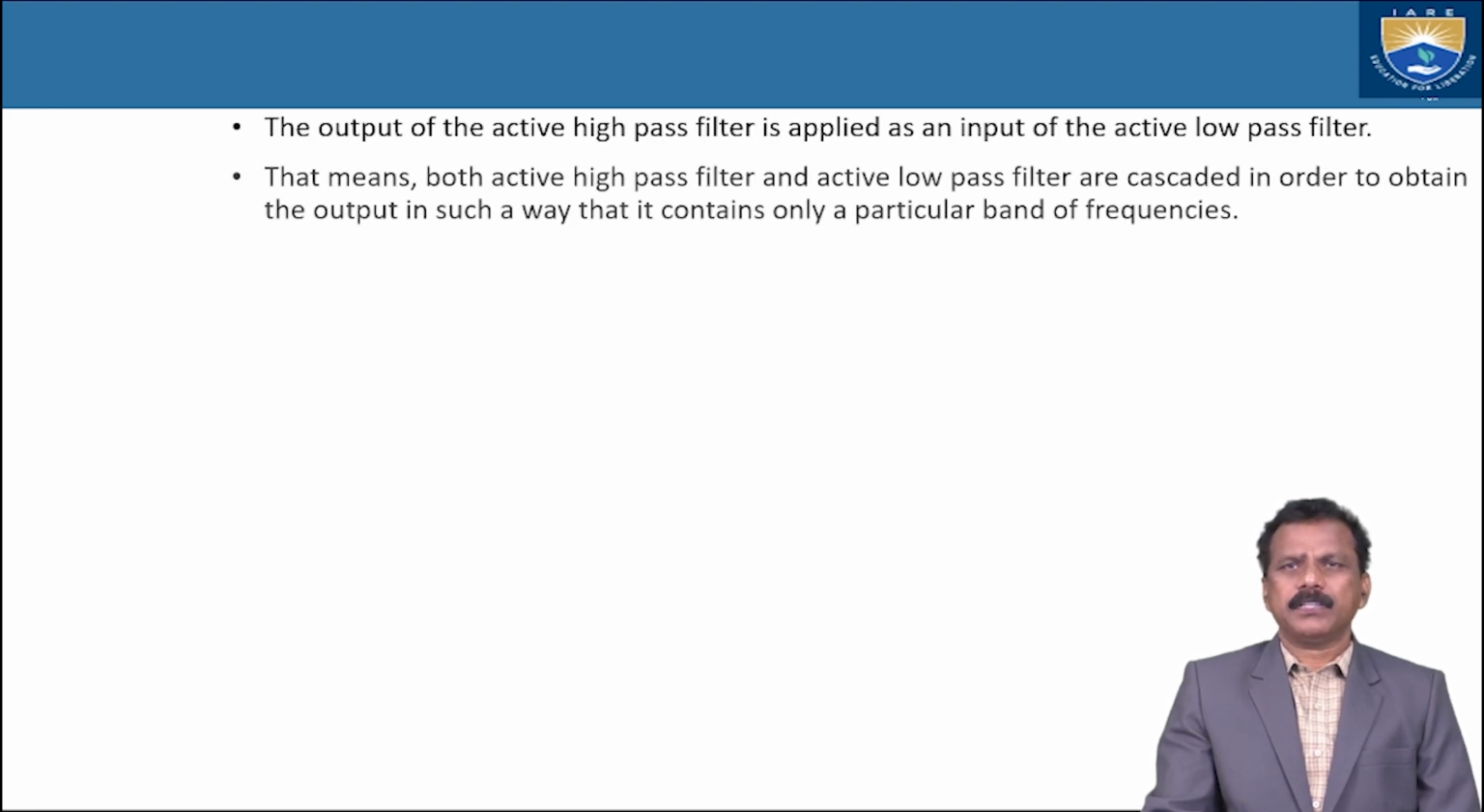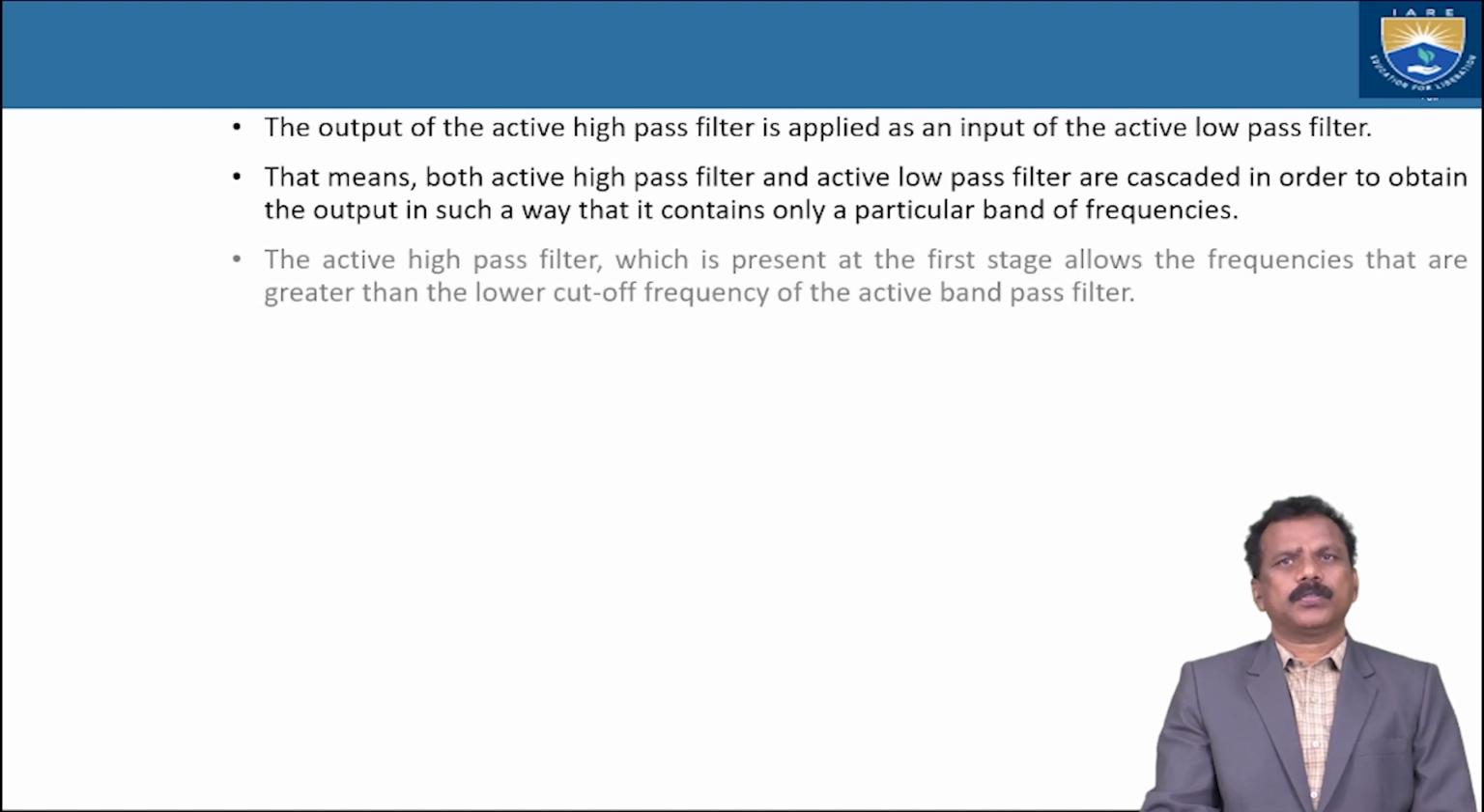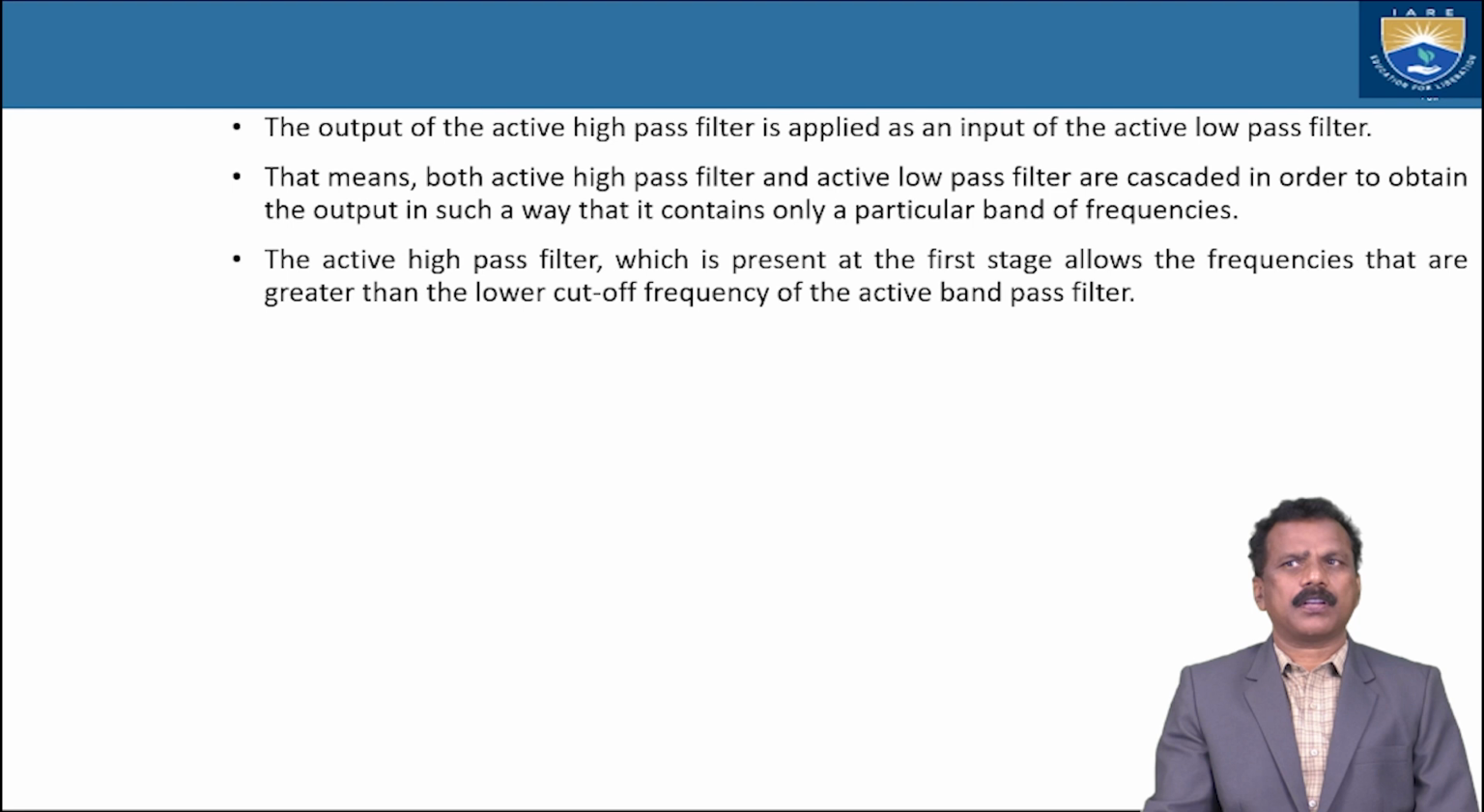Okay, so that means both active high pass filter and active low pass filters are cascaded in order to obtain the output in such a way that it contains only a particular band of frequencies. So the active high pass filter, which is present at the first stage, allows the frequencies that are greater than the low cutoff frequency of the active band pass filter.